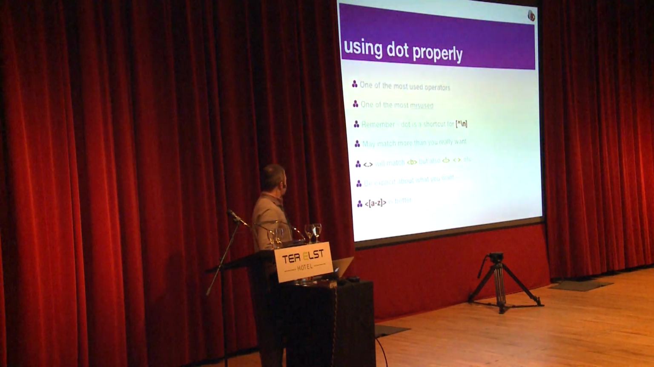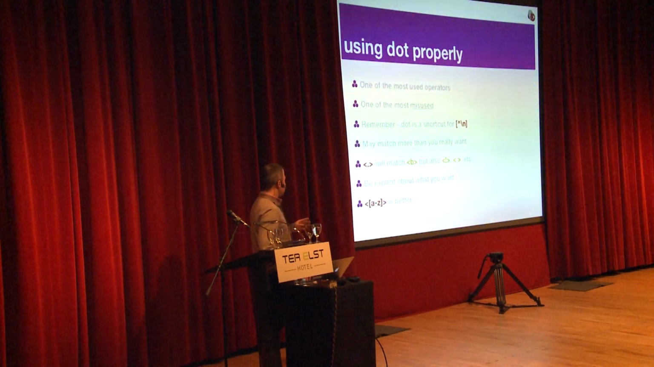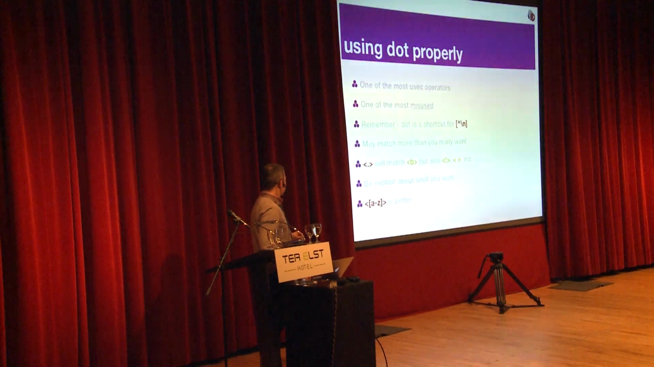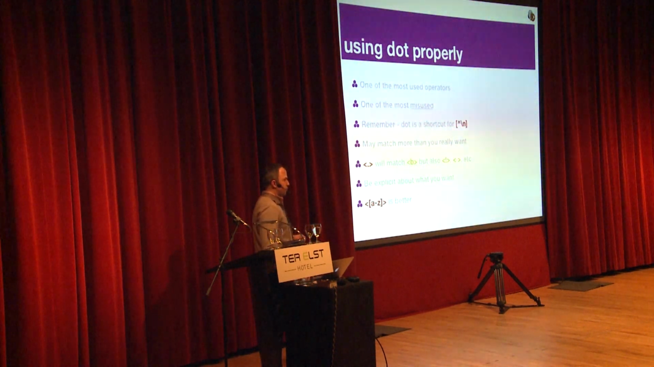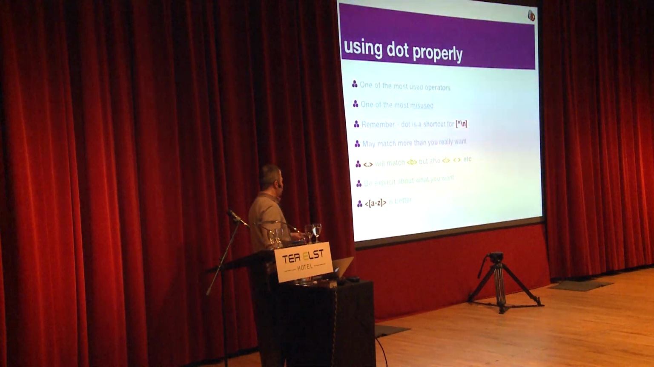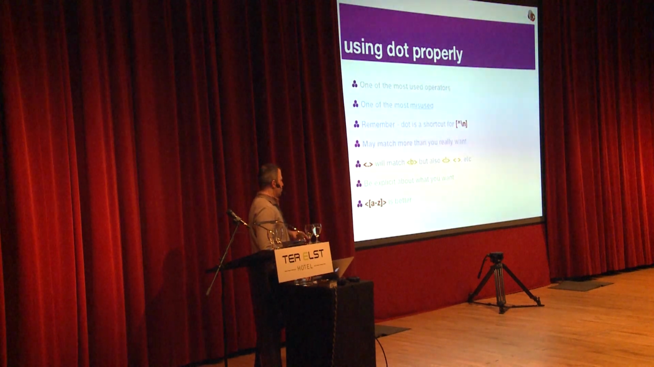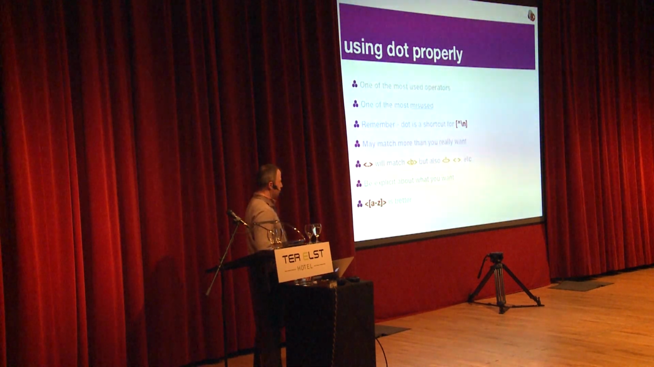I already talked about dot a little bit. Just remember that it's a shortcut for not a new line, so it'll match anything. Some people just put a dot anywhere when they want to match any character, right? But if you think about it a little bit, it's good to be a little more explicit. If you're trying to look for letters, don't just put dot. Put actually letters. Like I'm looking for letters from A to Z.